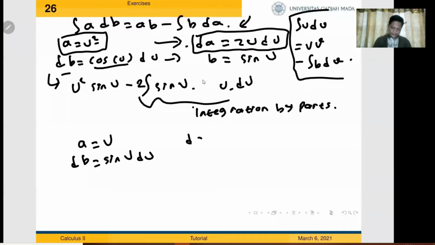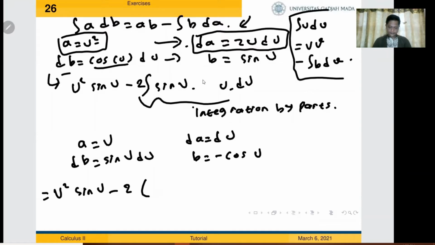So I have dA equals du. See, we don't have any U anymore. And B is the integral of sin U, which is minus cos U. So my final move should be 2 times UV, AB, sorry, U cos U, correct?